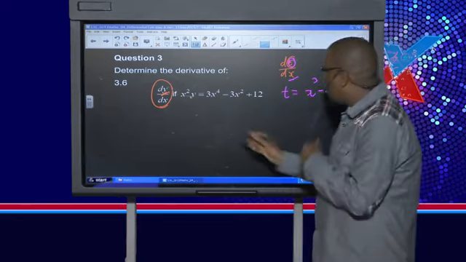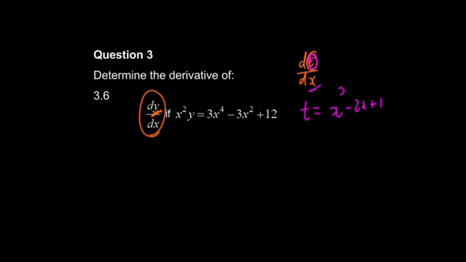Okay. Now, if we look here, is y our subject of the formula? No. Now, the y is being multiplied by that x squared. How do I get rid of that x squared? I'm going to divide by x squared throughout.